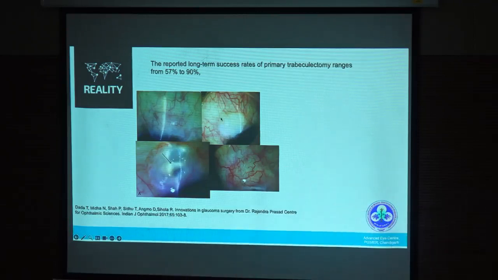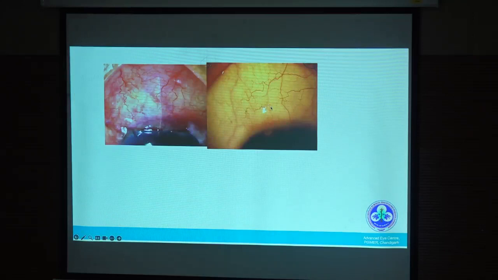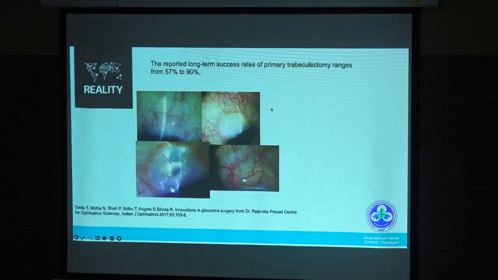I think Dr. Parul ma'am will discuss elaborately on the complications of trabeculectomy. So you won't get a bleb like this the majority of the time. You will get a bleb like this, and you have to know how to manage this kind of bleb. I think madam will discuss that topic in a minute.